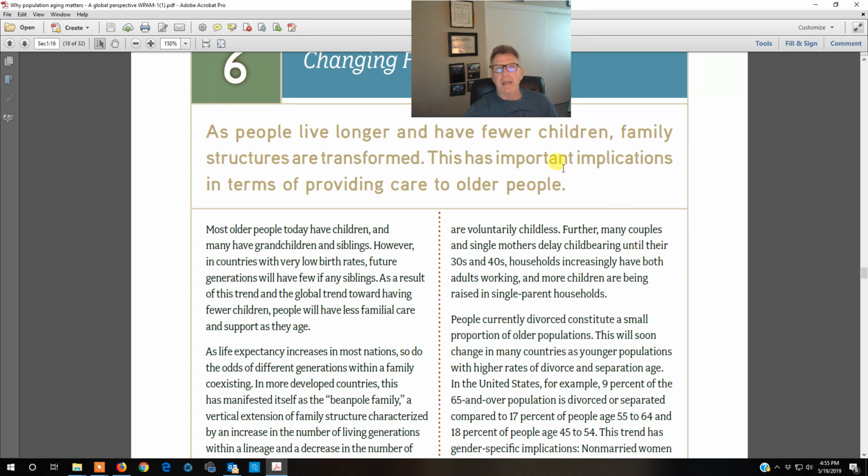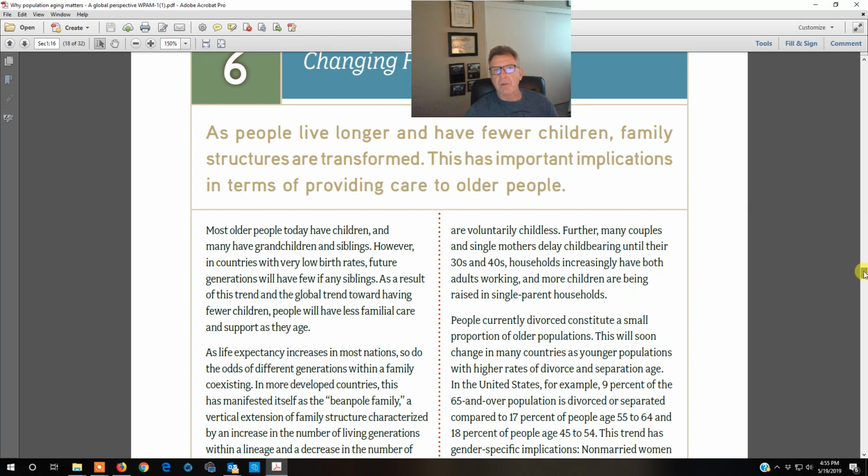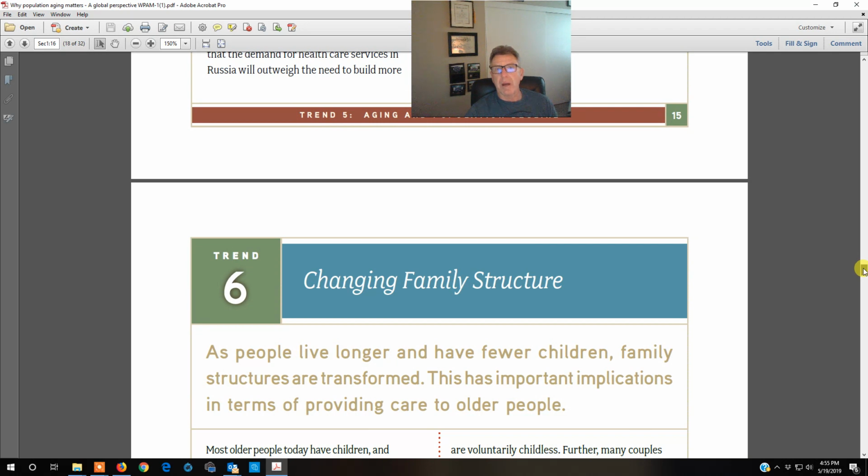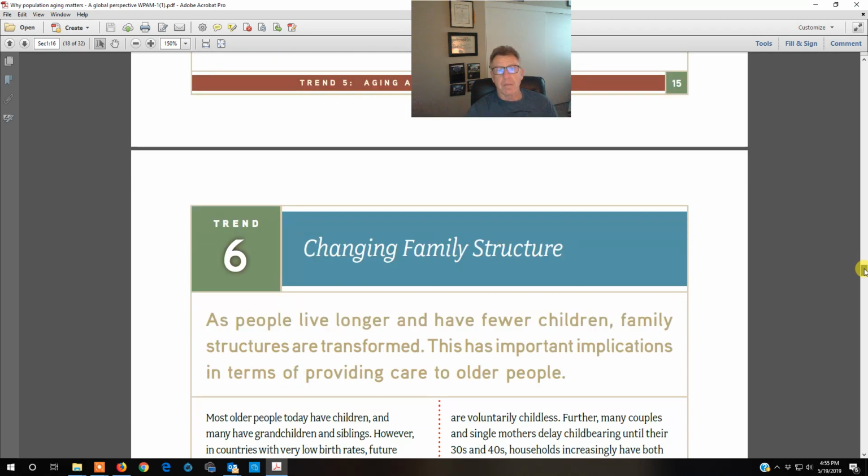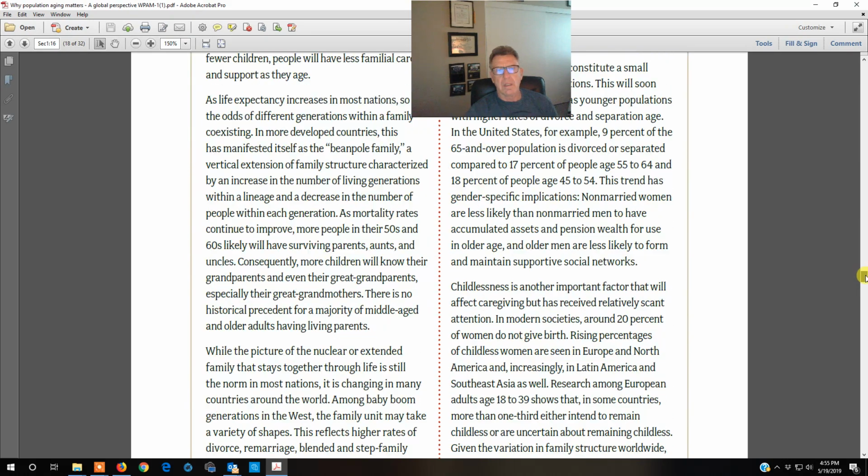So how about how it's going to affect you? Your family structure. This important concept of caregiving. We're going to have whole sections on caregiving, just to let you know.